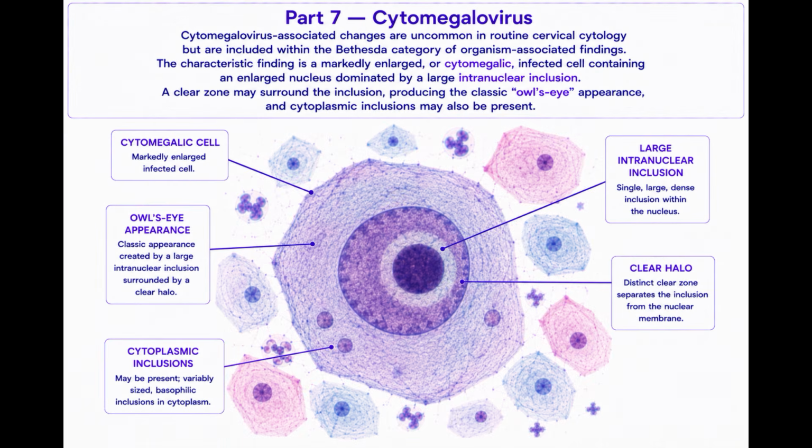Cytomegalovirus. Cytomegalovirus-associated changes are uncommon in routine cervical cytology, but are included within the Bethesda category of organism-associated findings. The characteristic finding is a markedly enlarged, or cytomegalic, infected cell containing an enlarged nucleus dominated by a large intranuclear inclusion. A clear zone may surround the inclusion, producing the classic owl's eye appearance, and cytoplasmic inclusions may also be present.